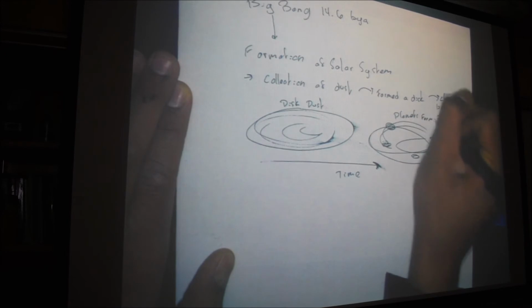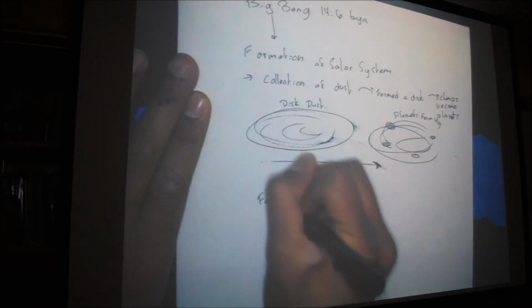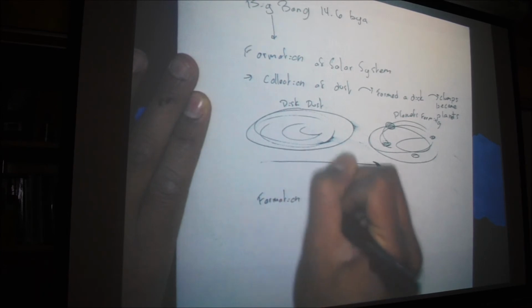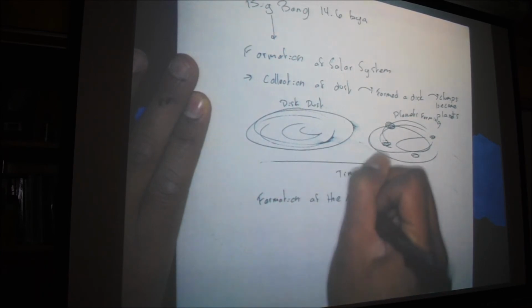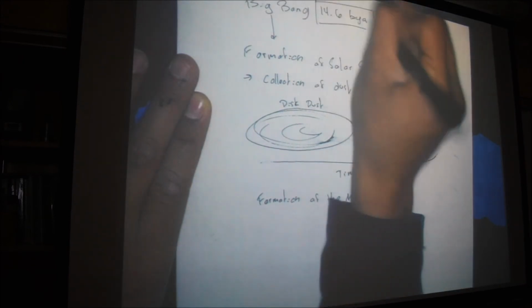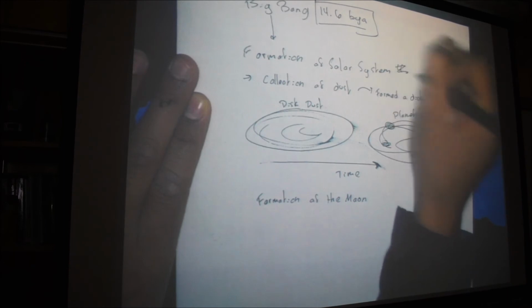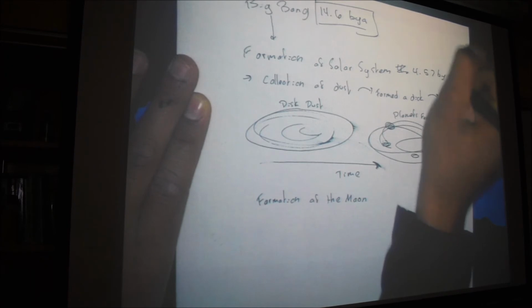So now we have this next event. This event right here is the formation of the moon. And this happened 4.57 billion years ago.